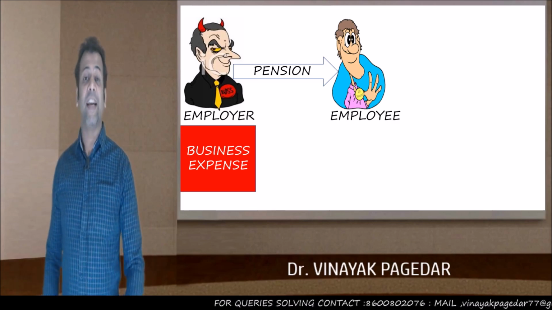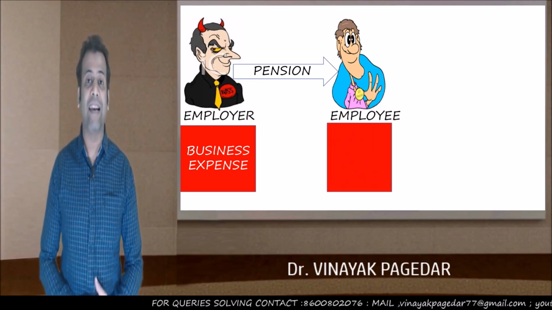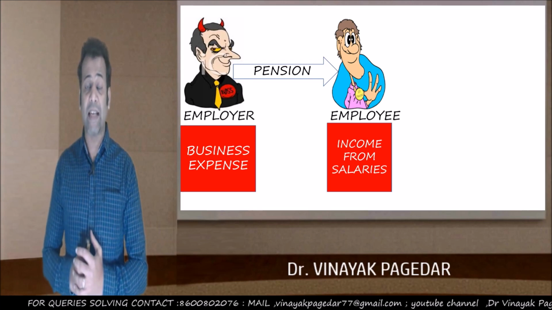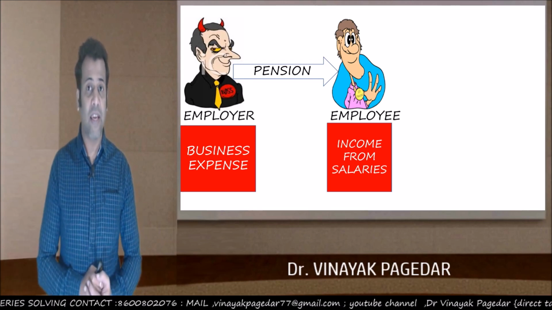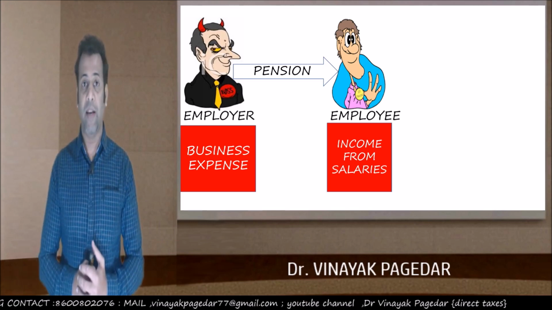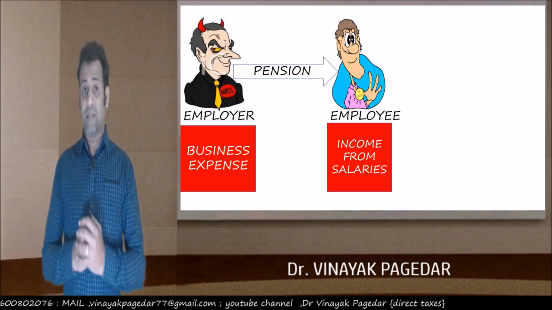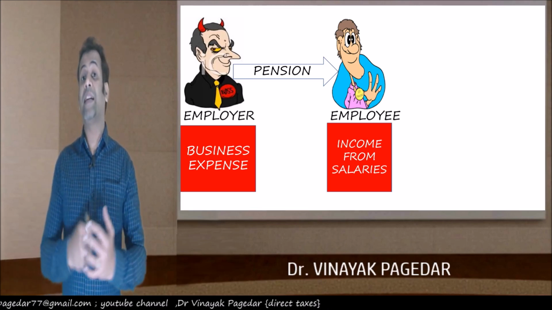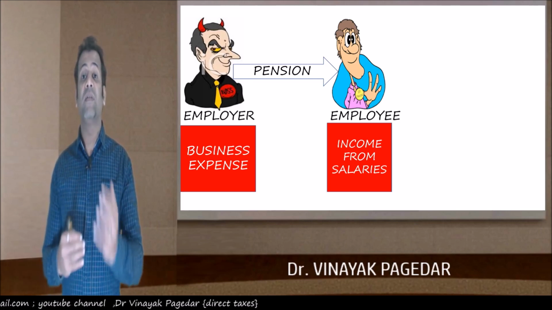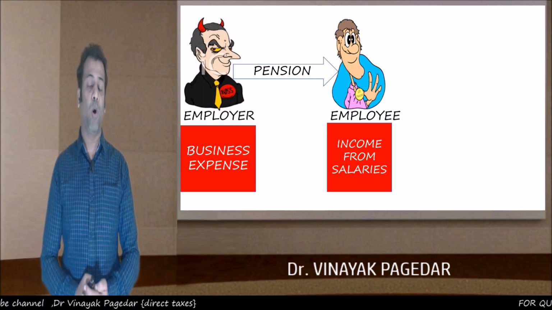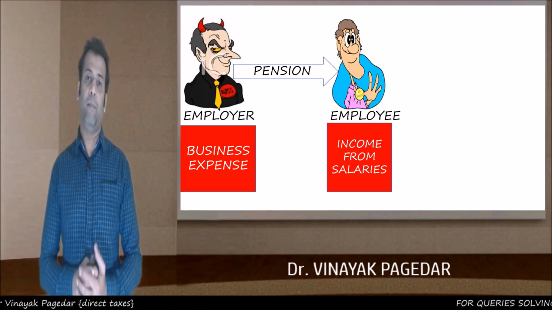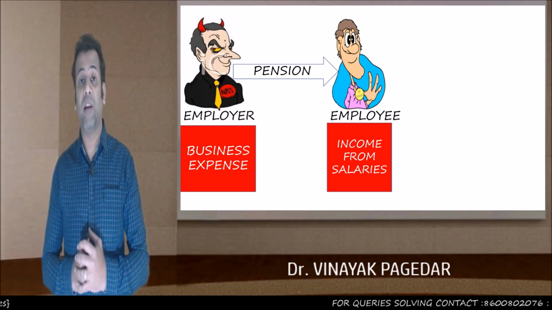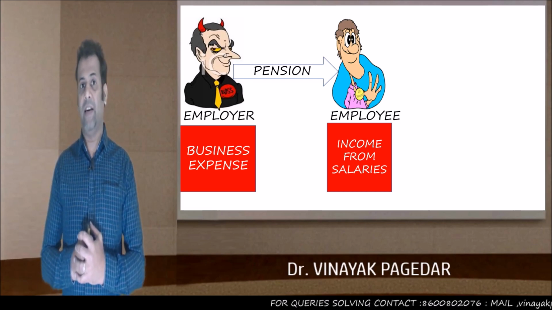The answer is it will be taxed as income from salaries in the hands of the employee, because there is an employer-employee relationship. If you read the basis of charge, salaries, it says salary will be taxable on due or receipt basis, whichever is earlier. And what is exactly salary? It is any income which is received under a contract of employment from an employer or a former employer in connection with the employment. So whatever income is connected to the employment is always income from salaries.